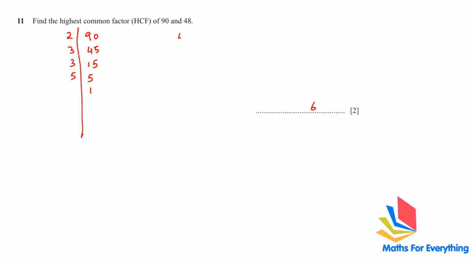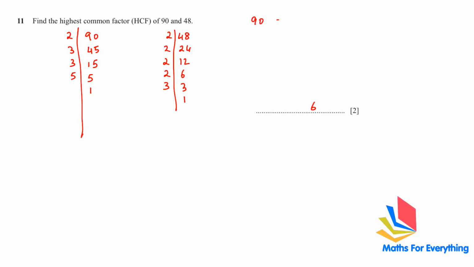Now let's look at 48. Again, it's an even number. We can divide by 2. We'll get 24. 24 divided by 2, 12. 12 divided by 2, 6. 6 divided by 2, 3. Now to divide 3, we are going to use 3. 3 divided by 3, 1.